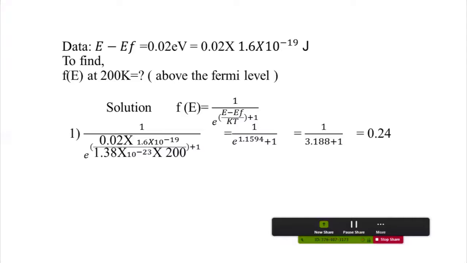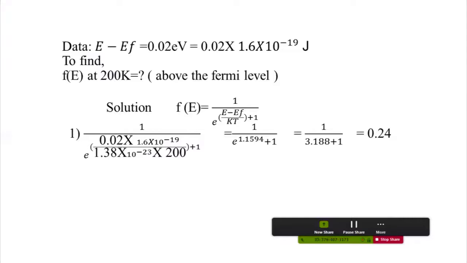Now here in the bracket, above the Fermi level means you need to consider a positive sign. E power 0.02 into 1.6 into 10 to the power minus 19, whole divided by 1.38 into 10 to the power minus 23 into 200. The temperature value is kept the same, 200 Kelvin, for above and below the Fermi level. Now 1 over e power 1.1594 plus 1. After simplifying, 1 over 3.188 plus 1, and after substitution, the final answer is 0.24.